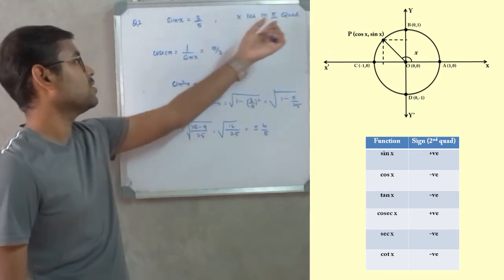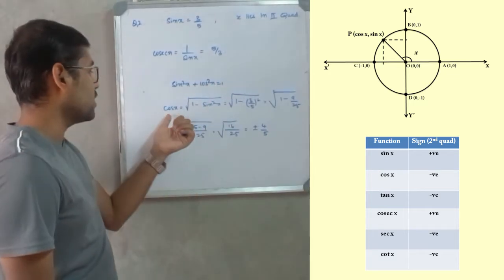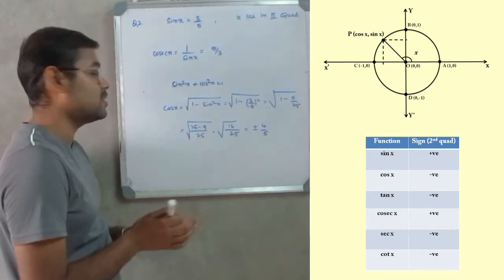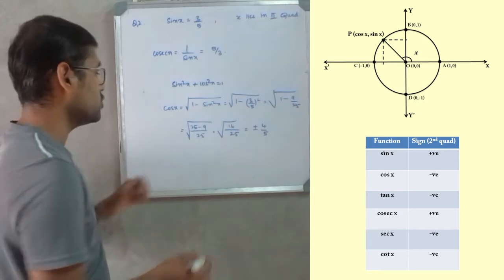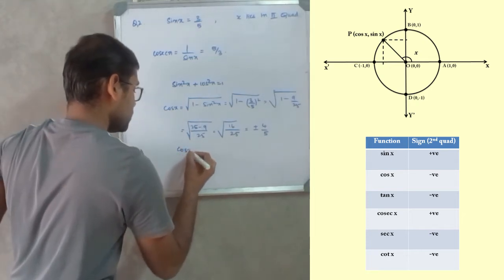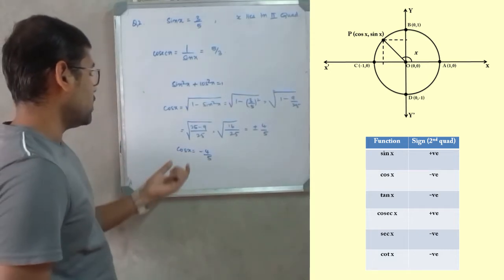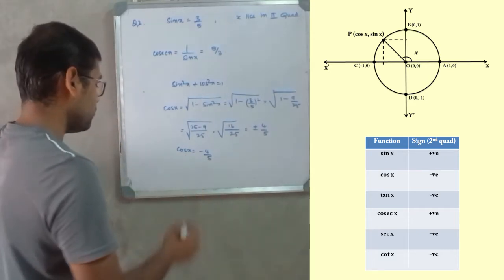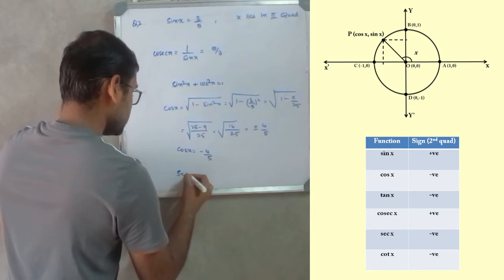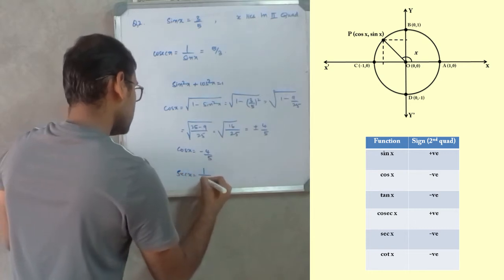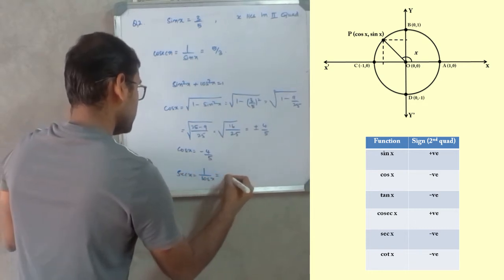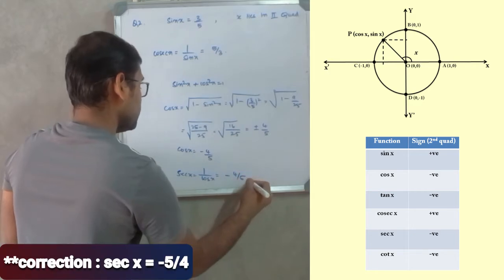Since x lies in the second quadrant, which means the sign of cos x is negative in the second quadrant, I'll choose the value of cos x as minus 4 by 5. And if I know the value of cos x, I can easily find the value of sec x. Sec x is basically 1 by cos x. So the value of sec x will be minus 5 by 4.